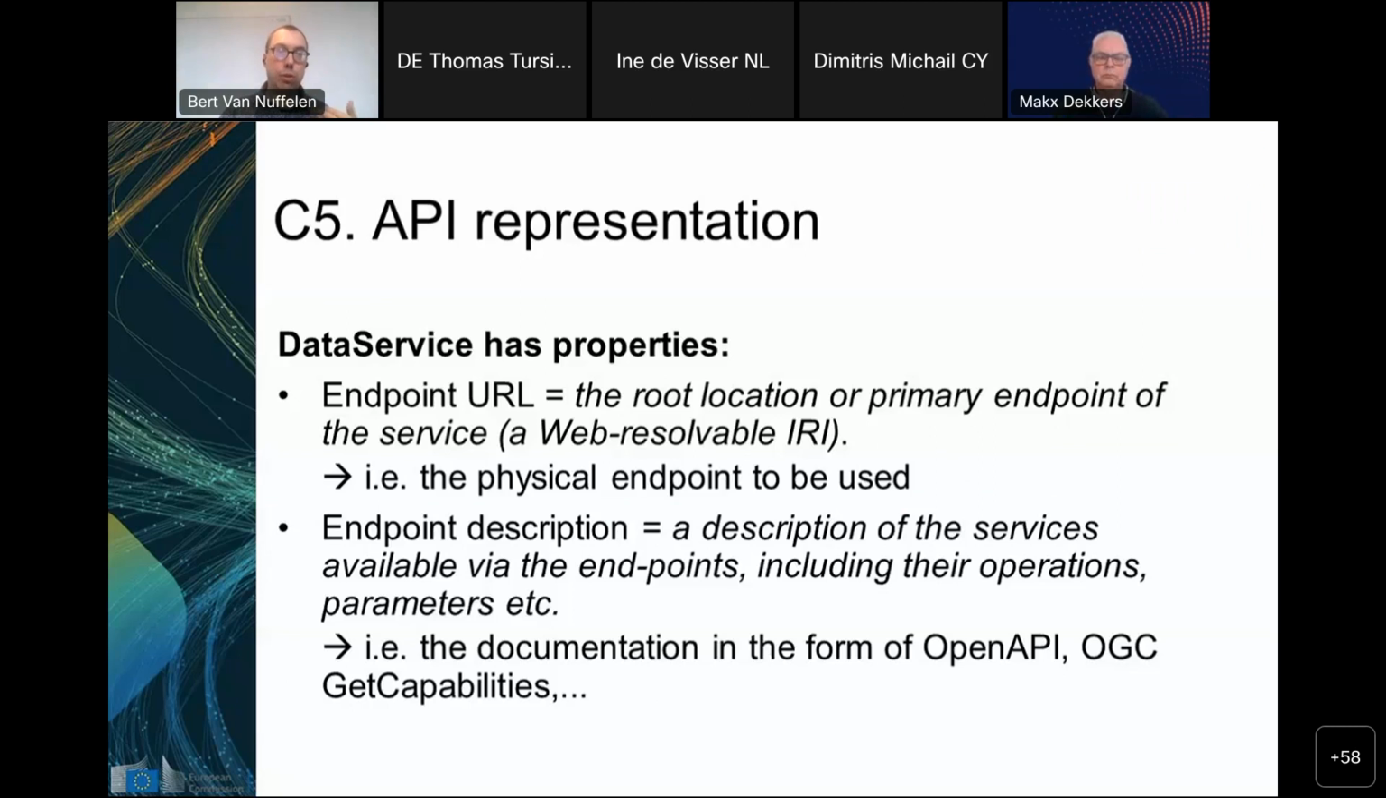Whereas on the endpoint URL, you actually put the real value of the location of the endpoint where you can get the data, where you can interact with the service, with the API. So that is the goal of the two properties.